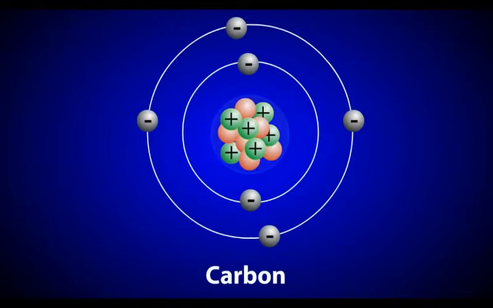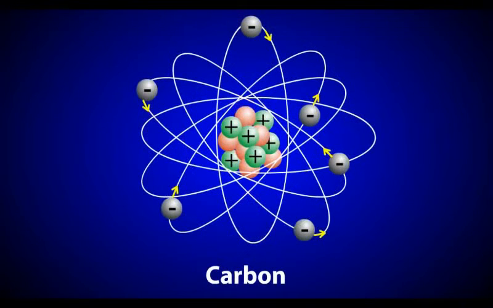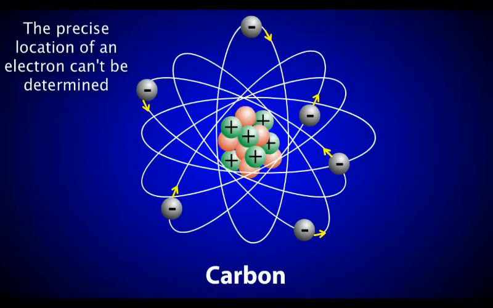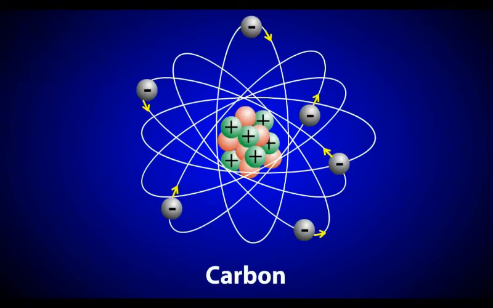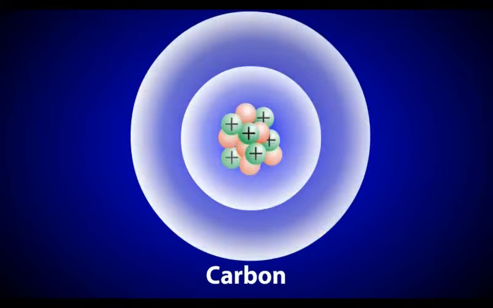It's a little difficult to show the exact location of an electron. This is because electrons have almost no mass and orbit the nucleus of the atom at incredible speeds. Therefore, their precise location at any given moment can't be determined. For this reason, electrons are often shown as a negatively charged cloud around the nucleus.